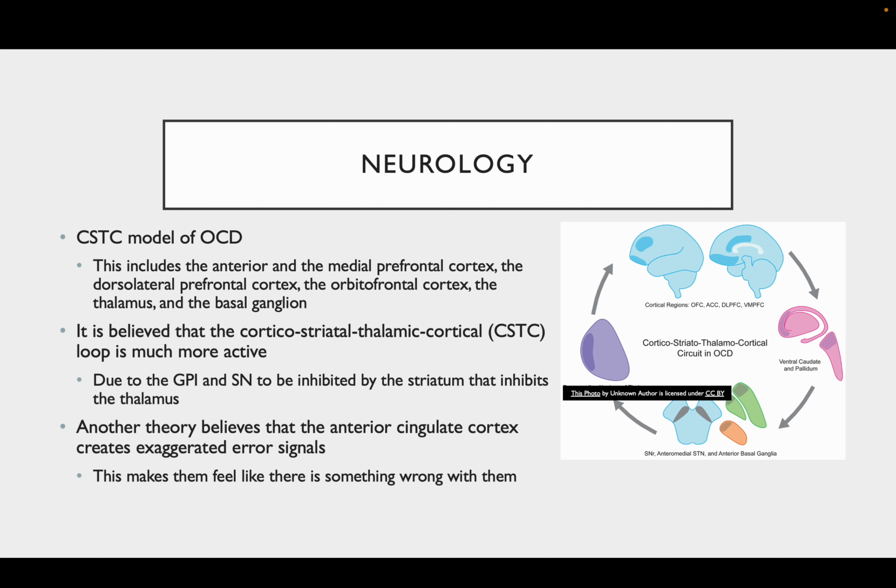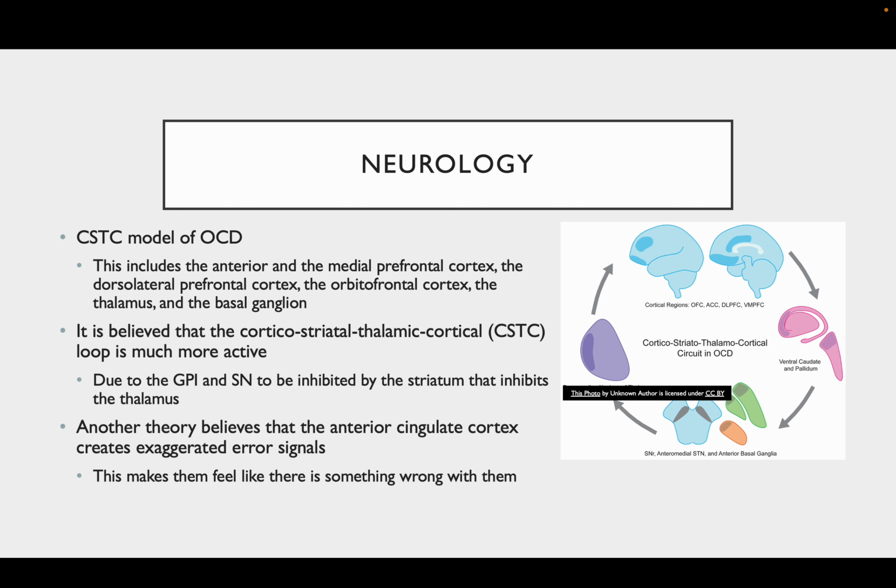Within people with OCD, the direct pathway of the cortico-striato-thalamo-cortical loop is much more active due to the GPi and SN being inhibited by the striatum. The inhibitory action on the thalamus is being stopped, which therefore leads the thalamus to be excited by the cortical regions, the orbitofrontal cortex, and the anterior cingulate cortex.